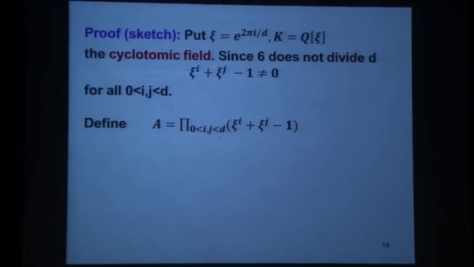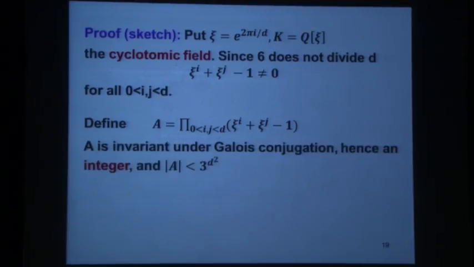This is what we try to do now. So A will be this product of xi to the i plus xi to the j minus 1. Because this is invariant under Galois conjugation, so if you take xi and map it to xi to the r for r relatively prime to D, then this product stays exactly the same, this thing is an integer. So it's an integer, and it's not so big. It's a product of fewer than D squared things, each of absolute value less than 3.